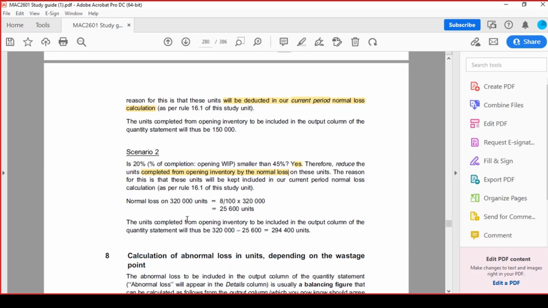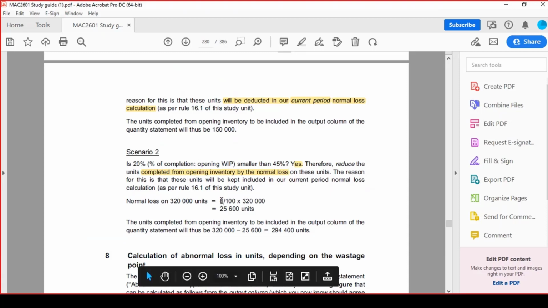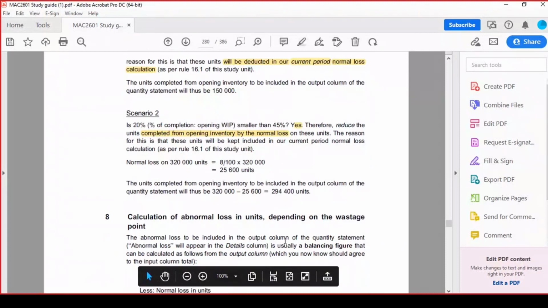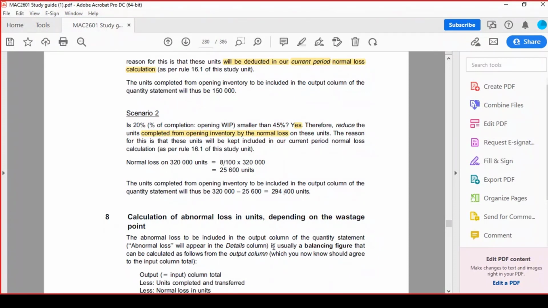The reason for this is that these units will be included in the current period for the normal loss calculation. So how do you do it? You say normal loss on this 320 is the 8% multiplied by this, then you say 320 minus that normal loss. Any questions on this one specifically? Because first in, first out affects your opening inventory under your output column. Do you understand? The normal loss calculation is something you'll have to do for both the opening inventory and what you put into the process, subject to the wastage point situation that we just did.